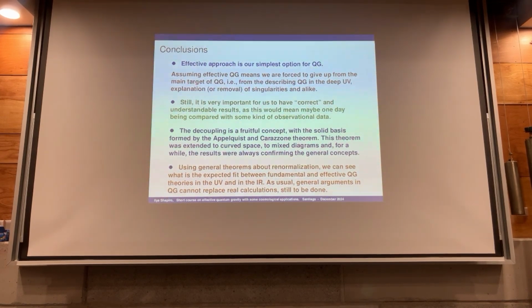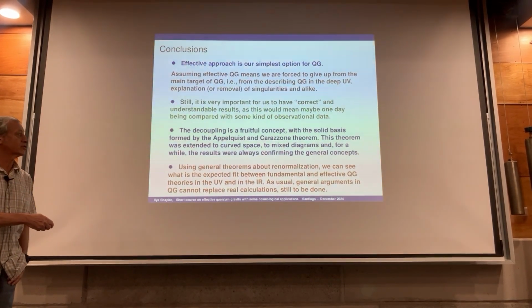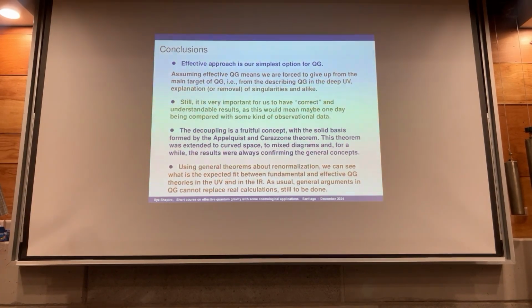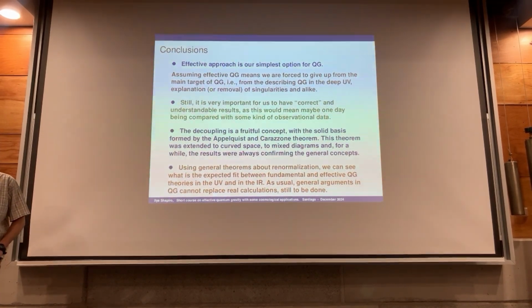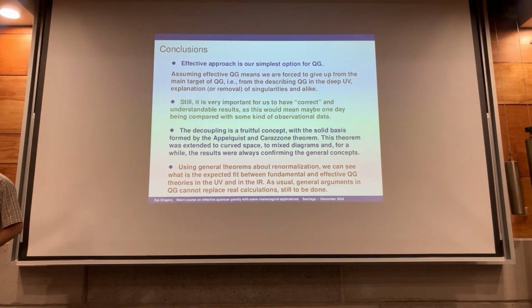And for the Appelquist-Carazzone model, we could check that everything works, like Donoghue predicted. And for this four-derivative quantum gravity, we cannot say that. We have to check. We have to make real calculations, including this ambiguity, and see how it works. Okay, and here I stop. Thank you.